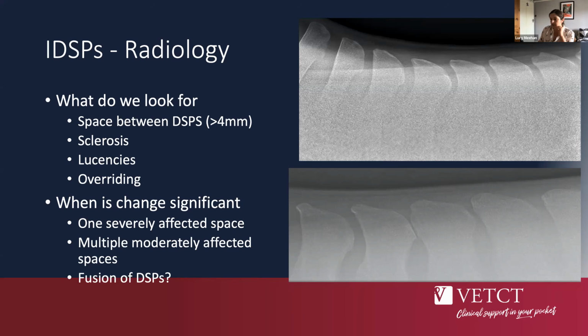Sclerosis, so we often see sclerosis in the cranial and caudal aspects of the opposing spinous processes. That can be graded mild, moderate, or severe. And the presence of lucencies within the cranial or caudal border.